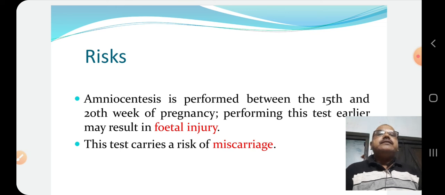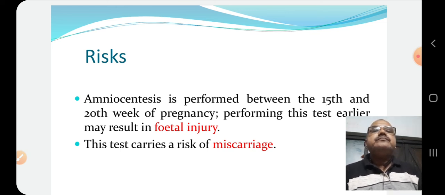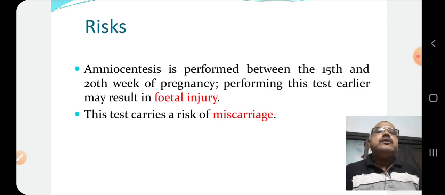What are the potential risks of amniocentesis? Amniocentesis is performed between the 15th and 20th week of a pregnancy. Performing the test earlier may result in fetal injury. This test carries a risk of miscarriage. However, amniocentesis is very much useful in the diagnosis of chromosomal diseases and in the management of pregnancy.